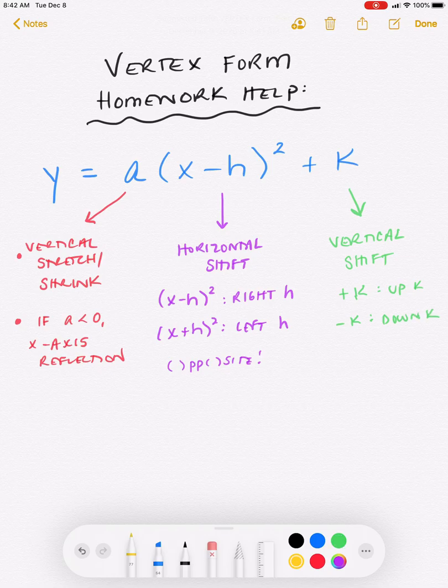So the two parts in vertex form that are going to determine the vertex are this part and this part. Those two parts that I've highlighted are the vertex. So the vertex is going to be the h number, comma, the k number. And again, when we get the h, we're going to have to take the opposite of what we see in the equation. So if it says x minus 4, that actually means that it's a positive 4.